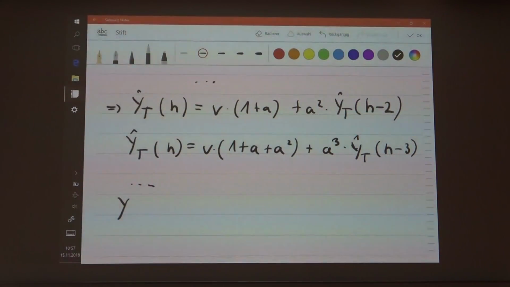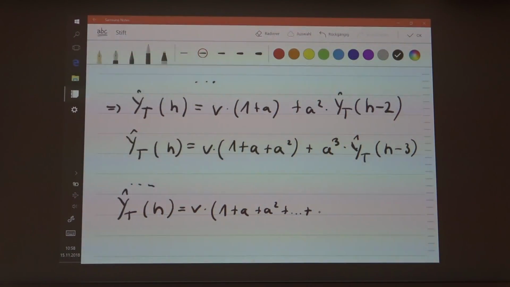You understand what I'm doing here? This is complete induction. Then you have 2, 3, 4, 5, 6, 7, and so on, and then you recognize a pattern. The final one will be h. So here you have it. This is going to be the constant times 1 plus a squared plus so on. Then you have a cubed, a to the power 4, a to the power 5, and so on.